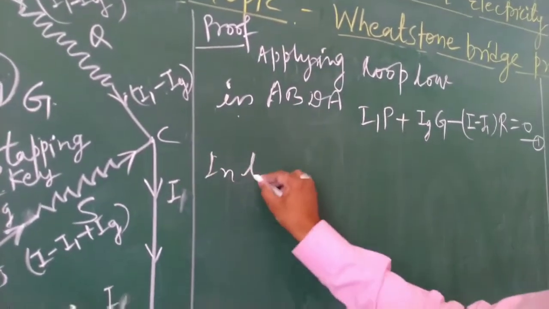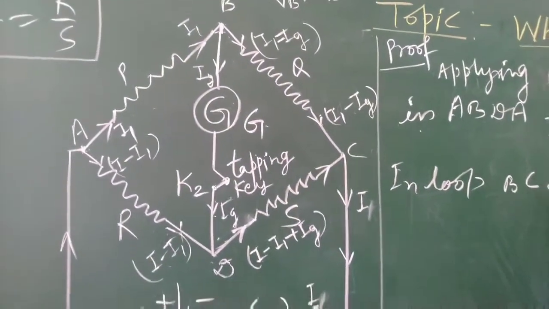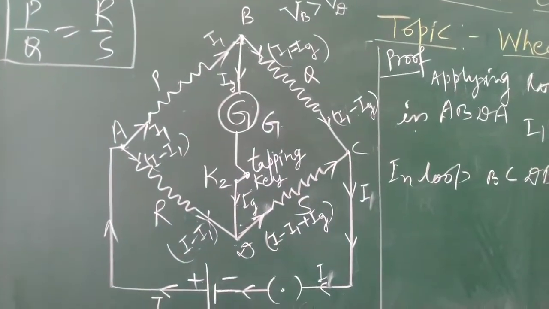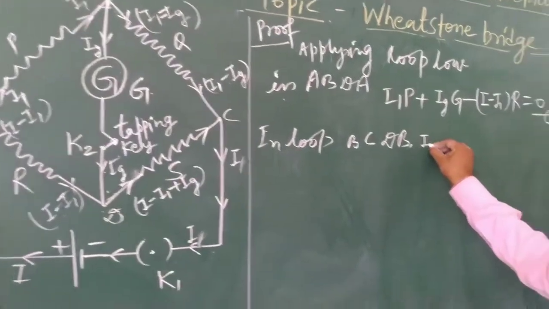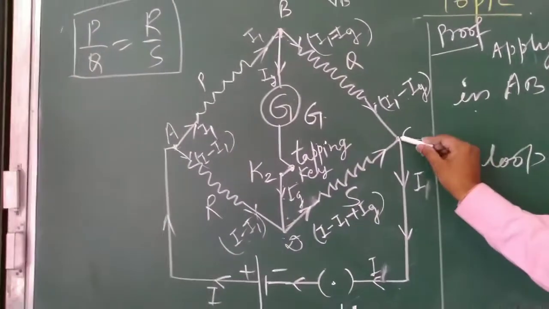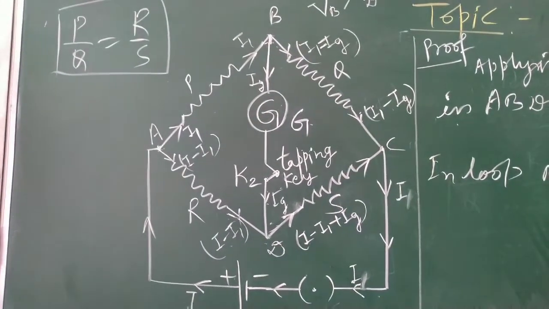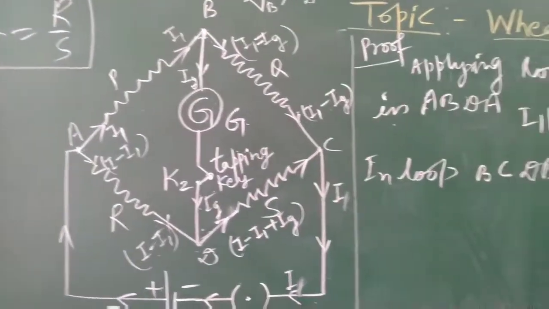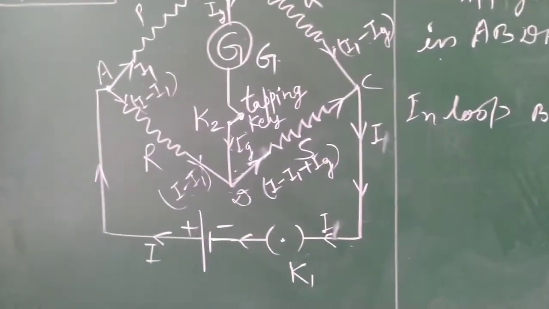Again in loop B, C, D, B. First of all, the direction of current is from B to C, and your motion is also from B to C. That's why the potential drop across Q is taken as positive, which is (I1 minus Ig) into Q. And the direction of current in arm DC is from D to C, but your motion is from C to D. That's why the potential drop across S is taken as negative, which is (I minus I1 plus Ig) into S.